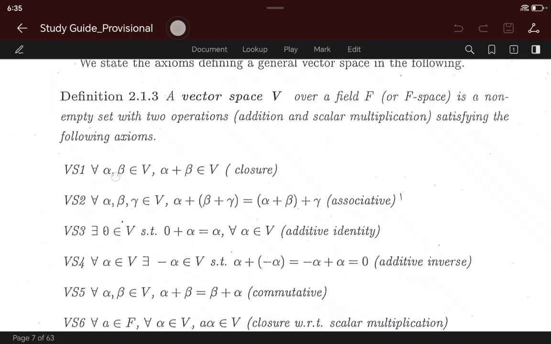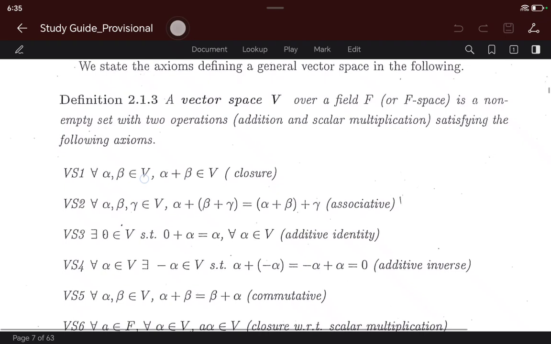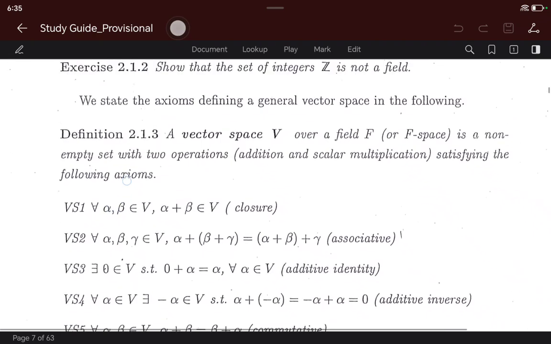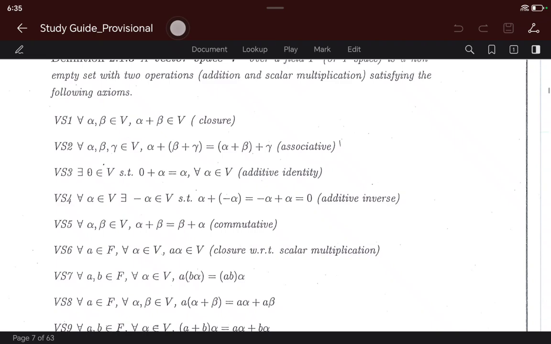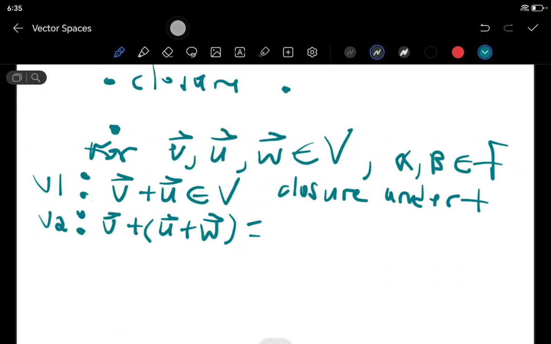Here they used alpha, beta for an element of v. But I don't want us to use alpha and beta for this. I want us to always use u, v, w for vectors, because alpha and beta we're going to take as our scalars most of the time. So we say v, u, w, and we just shift brackets.